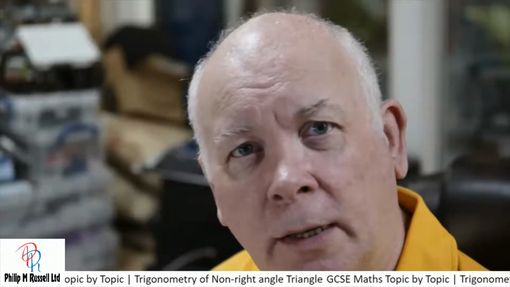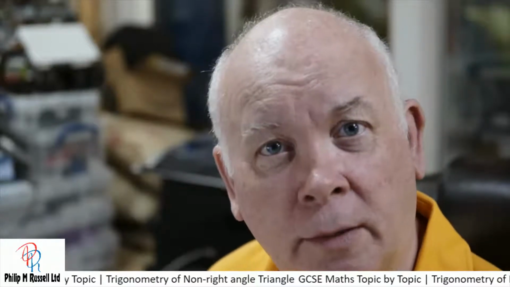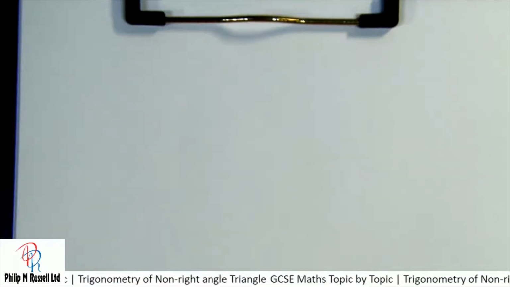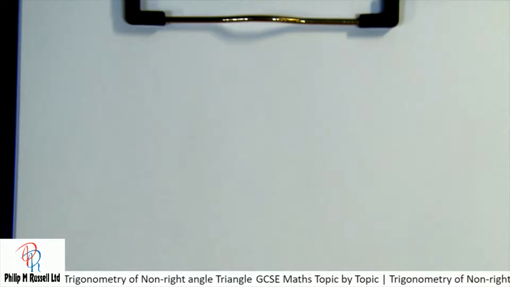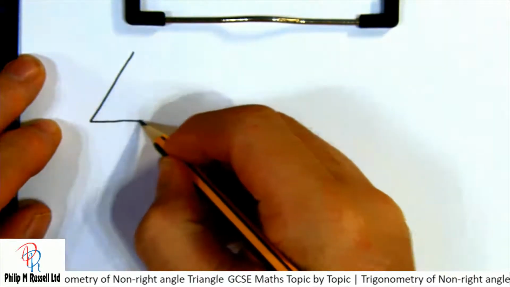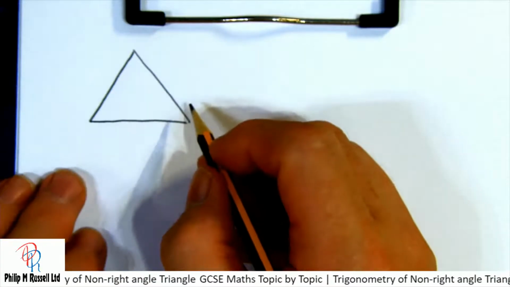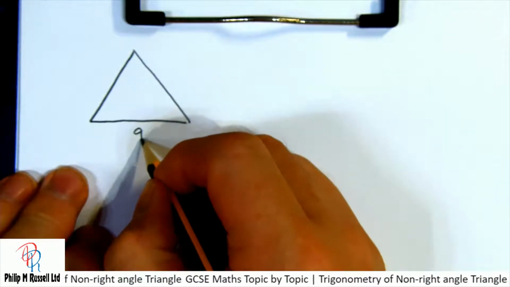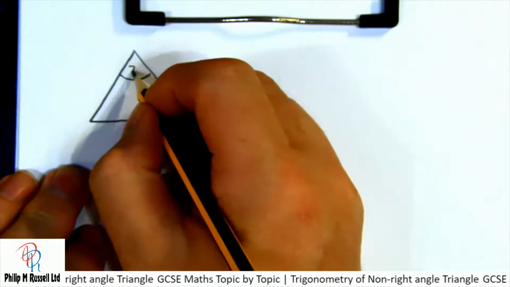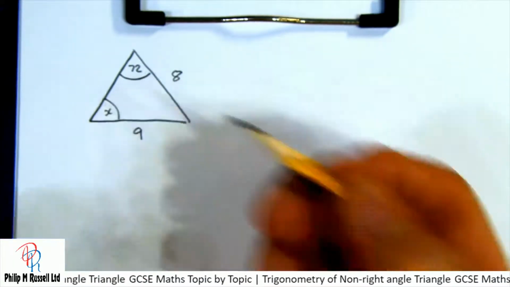Let's have a look and try our charms at looking at the sine rule, but this time with angles. So I want to try and use the sine rule to calculate an angle. So let's have another triangle, and let's have here a couple of sides. So I'm going to have 9, I'm going to have 8, and we'll have an angle up here, which will have 72. And I want to work out angle X.